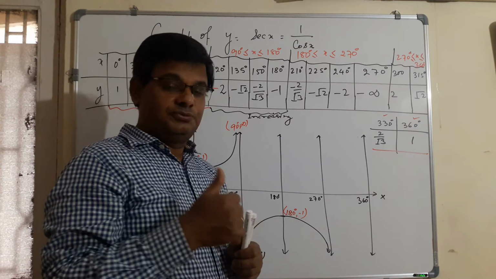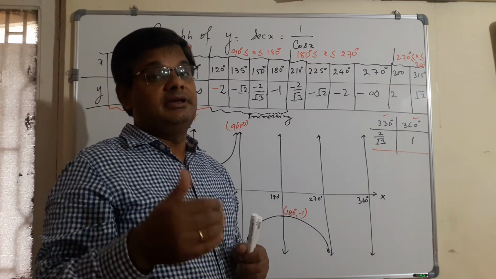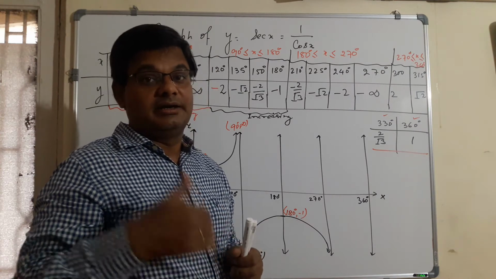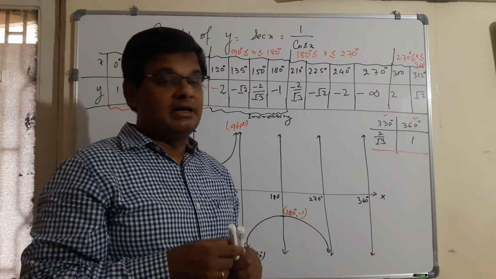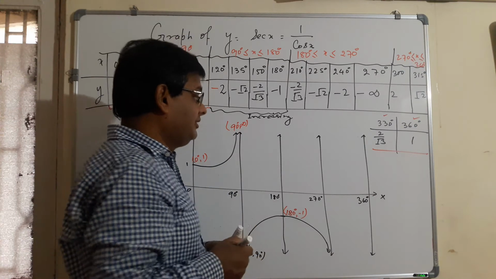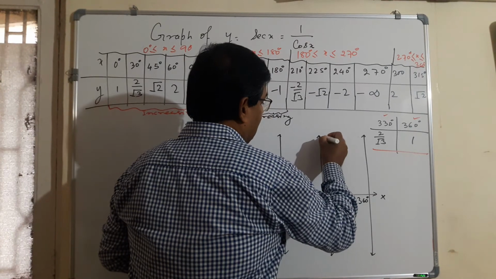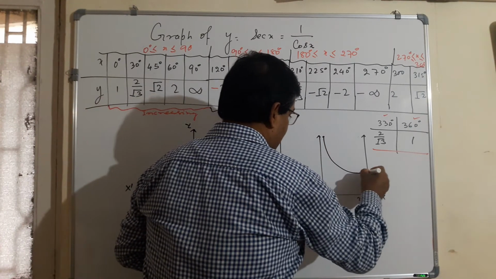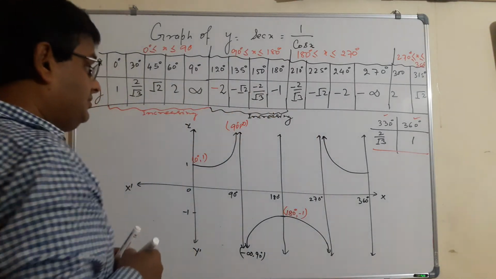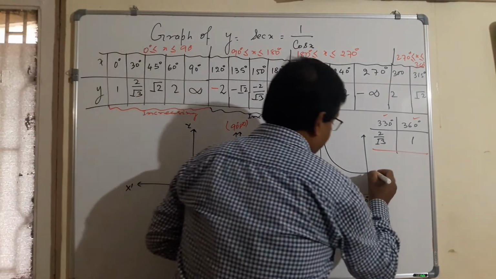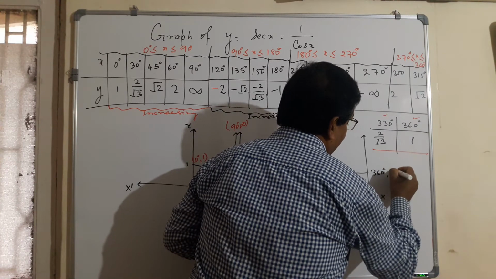Why? Because 270.001 lies in the fourth quadrant. You entered the fourth quadrant, so the value will be very, very large. It means infinity. So your value will be very, very large and coming towards 1. So here 360 degree and here 1.